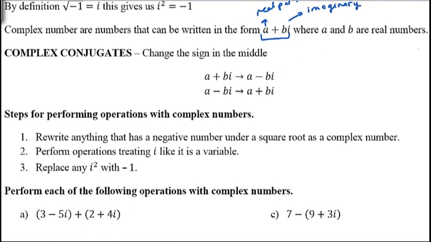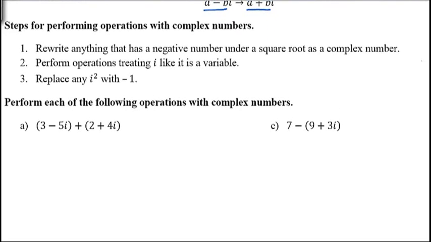Something that we'll need, and we've talked a little bit about this before, is conjugates, and this time it's complex conjugates, but they work the same way as the conjugates did when we were rationalizing denominators and numerators. If you have a plus bi, then a minus bi is the conjugate, and also the conjugate of a minus bi is a plus bi. So basically, whatever complex number you have, you just change the sign in between the two.